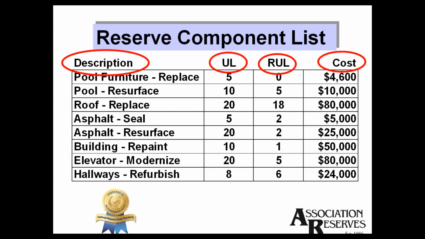Note that the reserve component list for a small association will likely have a slightly different makeup than one for a large association, and that's because some components that are significant to a small association may fall under the level of reserve significance to a large association.